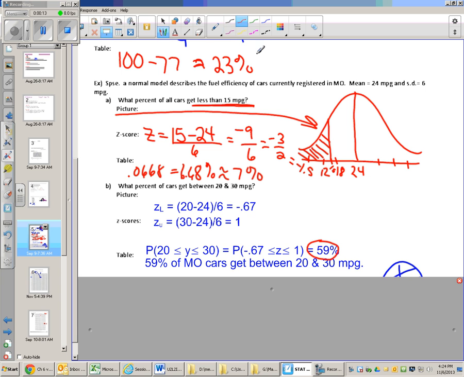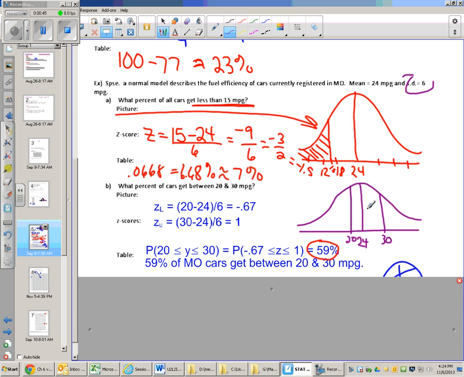All right, so let me change colors here. Let's draw our picture. We draw our normal model. Okay, it's kind of a flat one. We know still our mean is 24, so I'm still going to mark that. And 20, we can see by looking at the picture up above, is not quite a full standard deviation below the mean. So I'm just going to put it right about there. And 30 is exactly one full standard deviation above the mean, right? Because the standard deviation up here we know is 6. So this is exactly one full standard deviation.